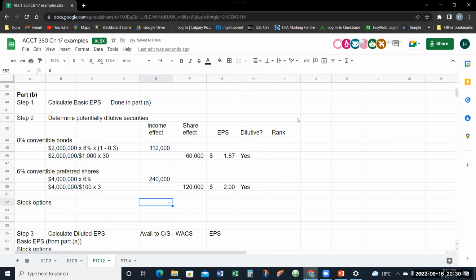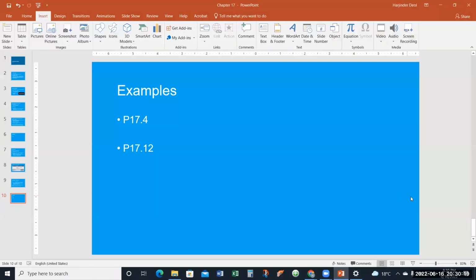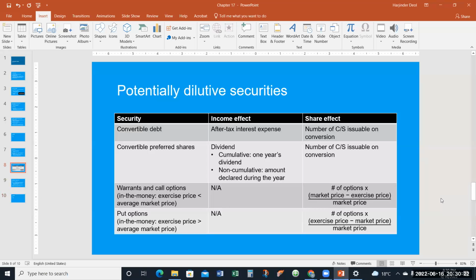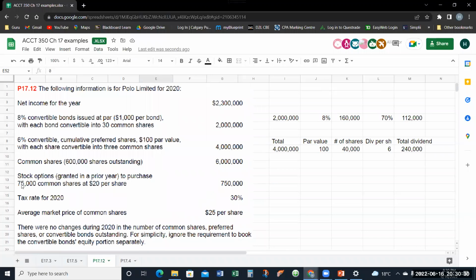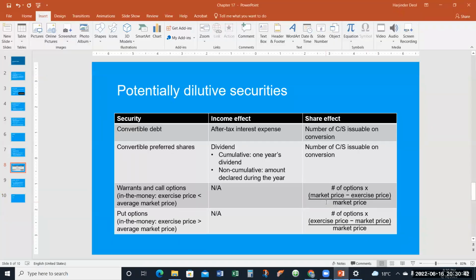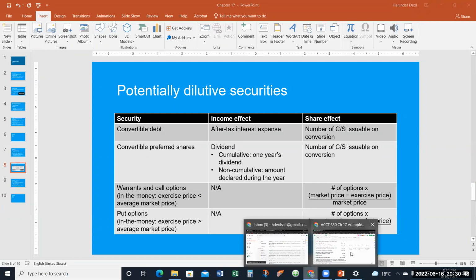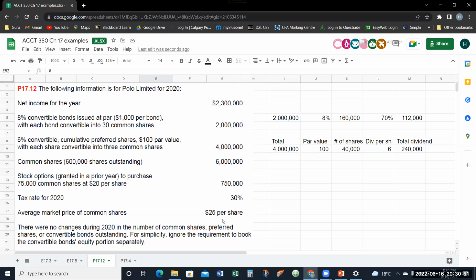Now, what's the share effect? For the share effect, remember, you've got to look at the number of options. So what's the number of options here? In our example, the number of options is 75,000, right? Stock options to purchase 75,000 common shares. So number of options, 75,000, multiplied by the difference between the market price and the exercise price. Exercise price is $20. Market price is $25. So the difference between the two is $5.